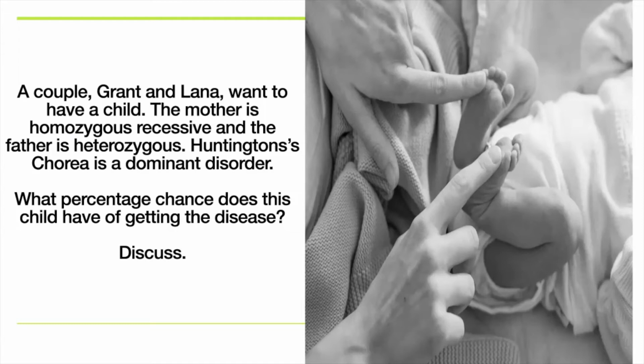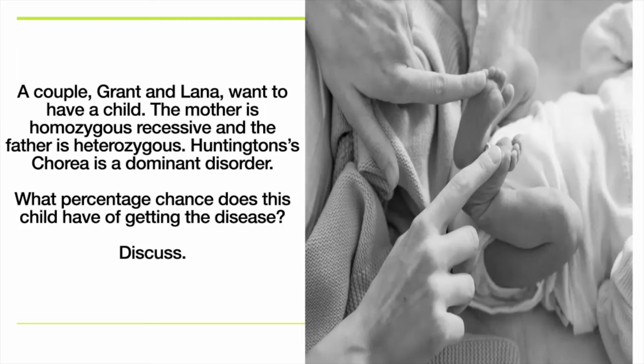Lana is homozygous recessive. So she has little a, which means that she does not have the dominant allele, which means she does not have Huntington's chorea. And that would be how we define the phenotype and the genotype. Now we would draw the table.